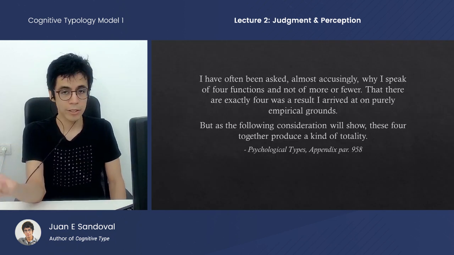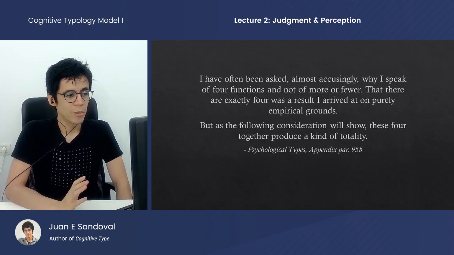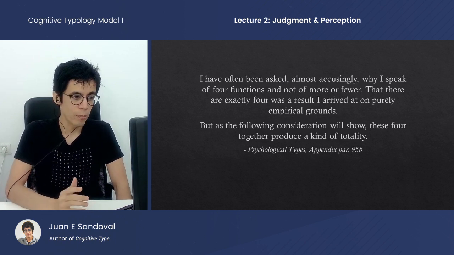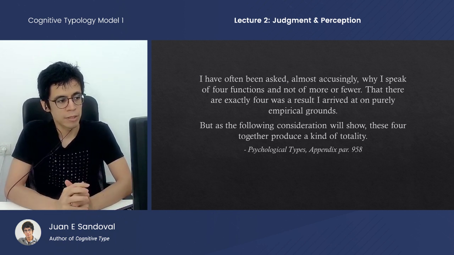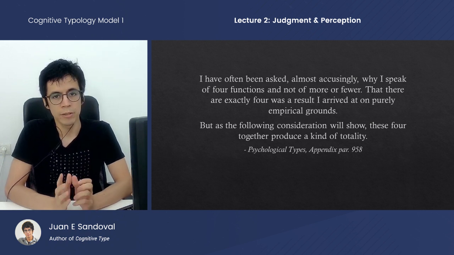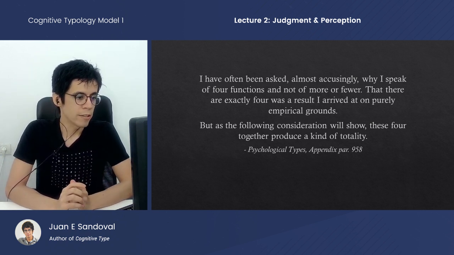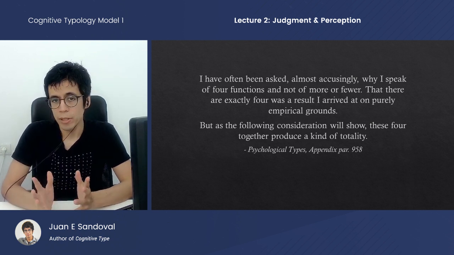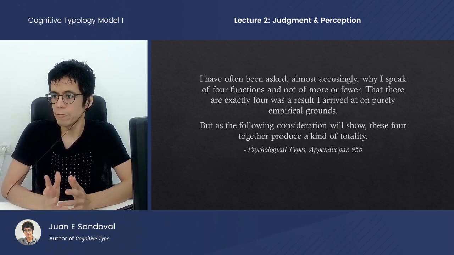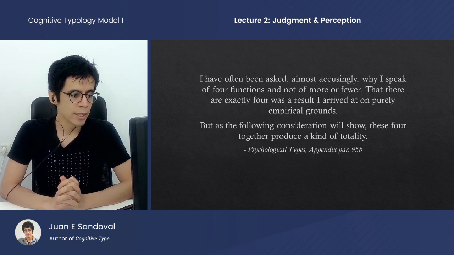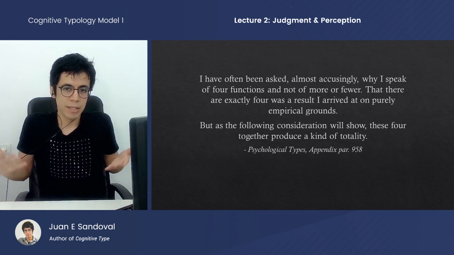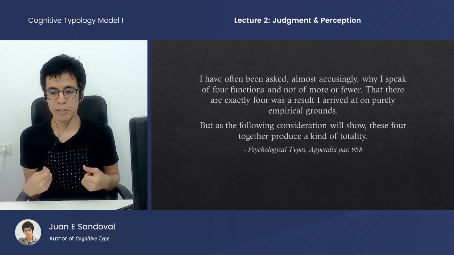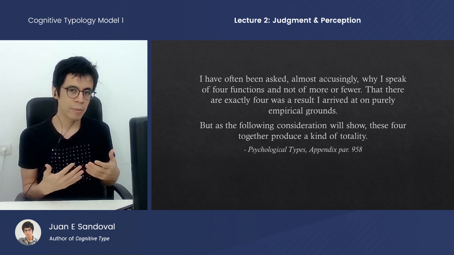So Jung says here, "I've often been asked, almost accusingly, why speak of 4 functions and not more or fewer? That there are exactly 4 was a result I arrived at on purely empirical grounds. But as the following consideration will show, these 4 together produce a kind of totality." So when somebody asked him, why 4, why not 5, why not 6, why not 3, he said, I just see 4. It doesn't mean that there couldn't have been 3 or 5, there just happened to be 4. And that's what he means by empirical grounds.